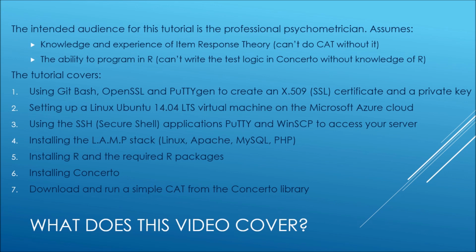The tutorial covers the following 7 points. First of all, we'll use Git Bash, OpenSSL, and PuTTYgen to create what's known as an X509 certificate or an SSL certificate, which contains the public key and a private key as well, such that we need these things to be able to access our server securely. We'll then set up a Linux or Ubuntu virtual machine on the Microsoft Azure cloud, Linux being an open source operating system and Ubuntu being probably the world's most popular distribution of that particular operating system.